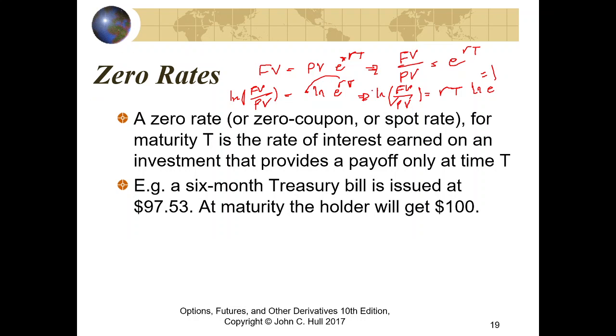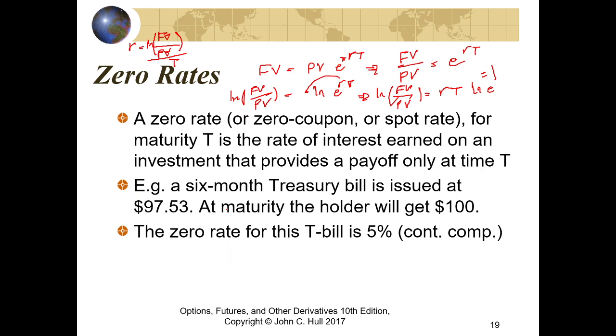So this will leave us with the formula. If we divide both sides by t, we will get r is equal to ln of the future value divided by the present value, all divided by t. Now applying this formula to get the zero rate for 6 months, we will find that the zero rate is equal to 5% with continuous compounding.